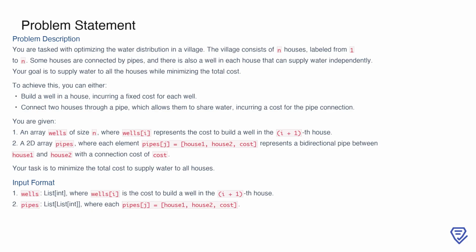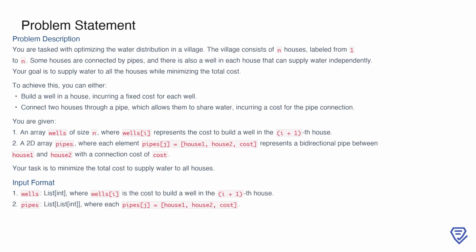In this problem, we are tasked with optimizing how water is distributed in a village with n houses. Each house is labeled from 1 to n, and there are two main ways to supply water to these houses. The first option is to build a well in a house, which incurs a fixed cost specific to that house. The second option is to connect two houses using a pipe, allowing them to share water, which incurs a connection cost based on the length or complexity of the pipe. The aim is to supply water to every house in the village while minimizing the total cost.